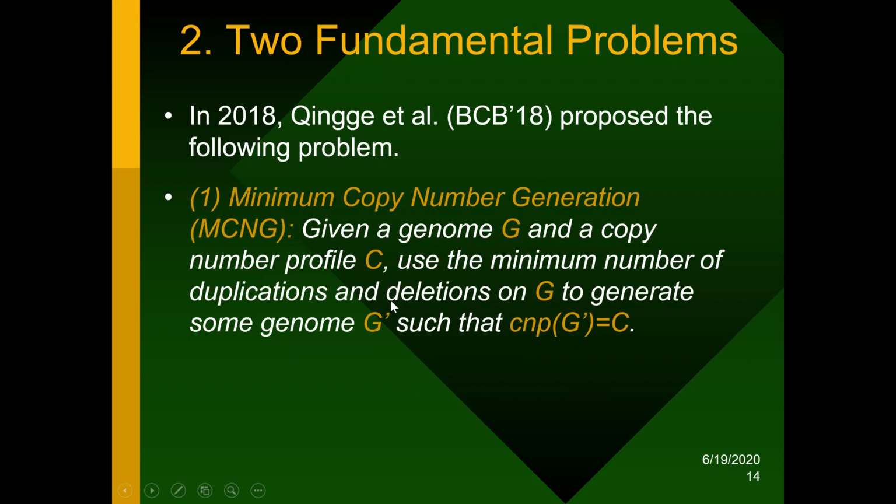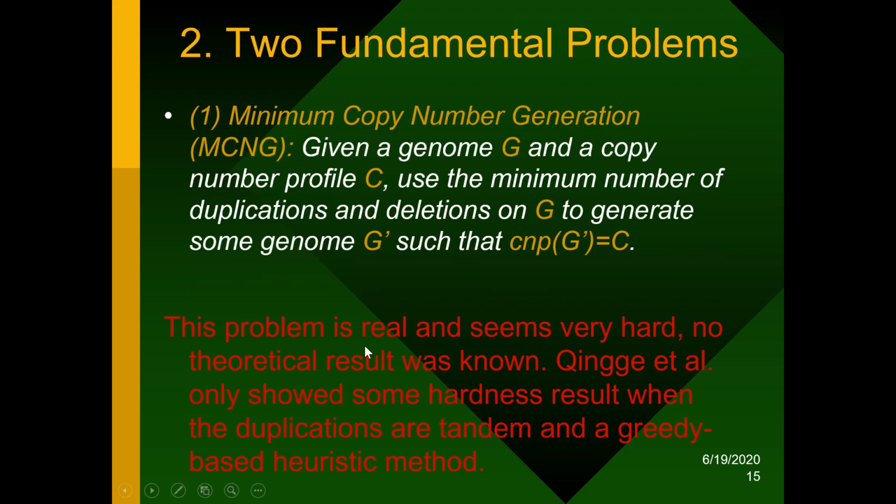So this problem is real and seems to be very hard for the last 2 to 3 years, and no theoretical result was known for the problem itself. 2 years ago, we studied some special case. For example, if the duplications must be tandem, then we obtain some hardness result, and also we obtain some greedy heuristic method with some implementation.